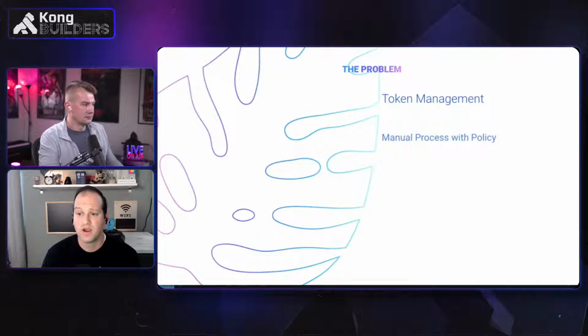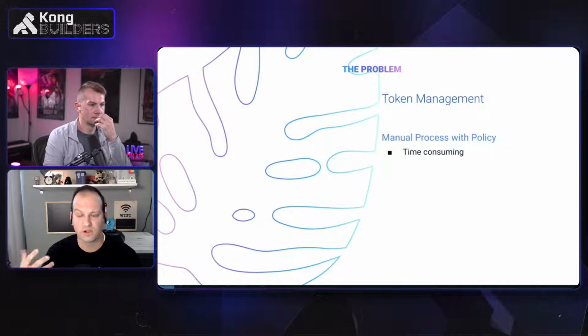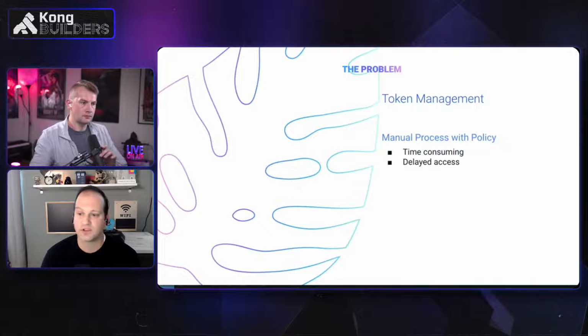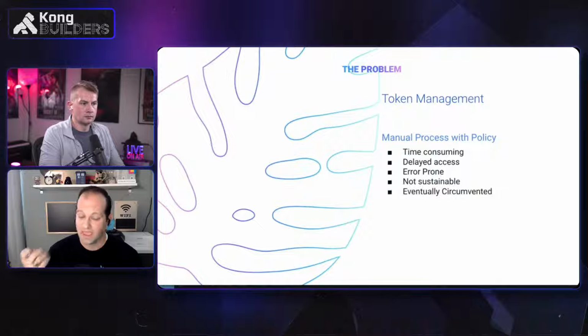The problem is token management. Right now, this is a very manual process driven by policy. This is a time-consuming process because, especially if you're in a large organization, you need to request someone to generate you a token and send you a token, which also causes delayed access. This can be error-prone. If you don't properly request the scopes in those tokens, then you have to go back to the beginning and redo this. And it ends up not being sustainable. What eventually happens is people circumvent it. They create tokens with too high permissions so that they don't have to keep going back and asking for tokens. Ultimately, that ends up leaking secrets.